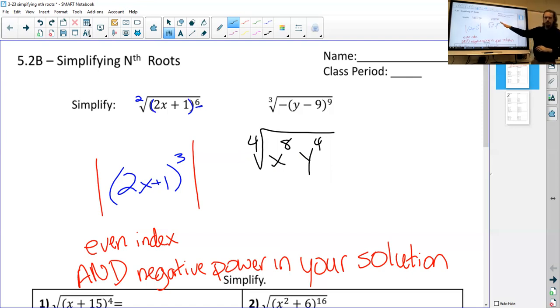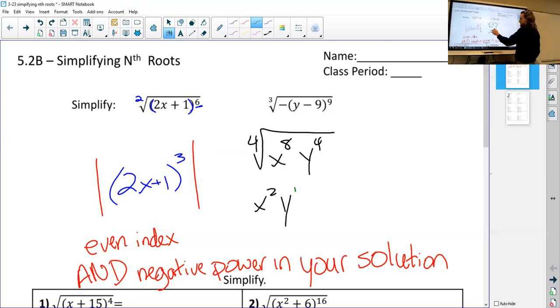So we have an even index. So you've got to keep in mind, maybe we need an absolute value sign here. 8 divided by 4 is 2, so this would be x squared. 4 divided by 4 is 1, so we'd have y, just y, okay? So we said it needs an even index and a negative power. So if I look at x squared, that's even, that's good. If I just see y, you might think, oh, well, that's fine too. I don't see an odd power there. But if you don't have an exponent written, we know that's to the 1st power, right? And then that is an odd power.